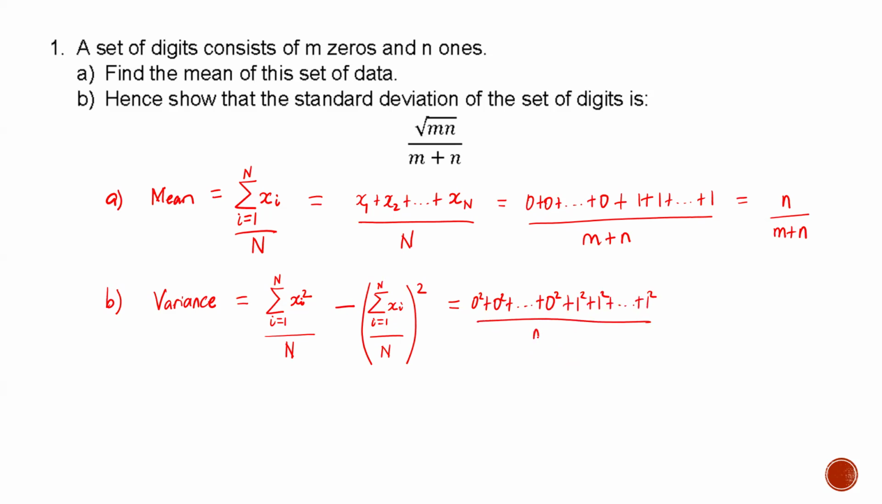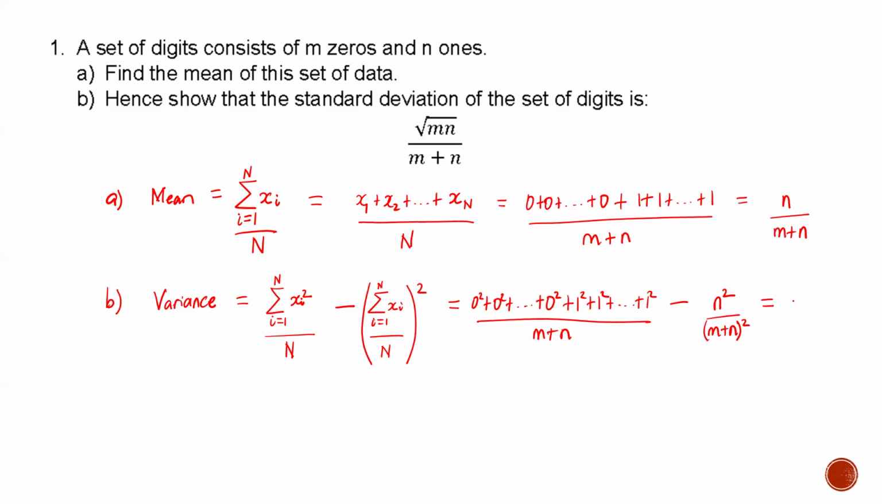Dividing this by m plus n. Since we found the mean in the first part, we already know that it's going to be n squared out of m plus n squared. They want us to show that the variance, sorry, the standard deviation is square root of mn over m plus n. Now you realize that 1 squared is the same as 1.